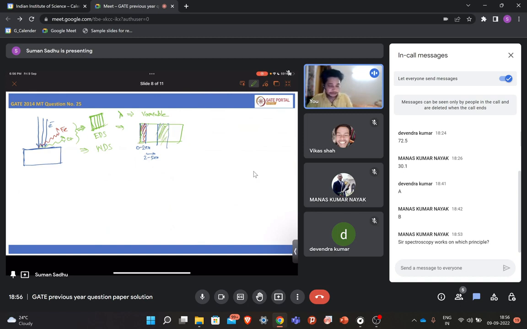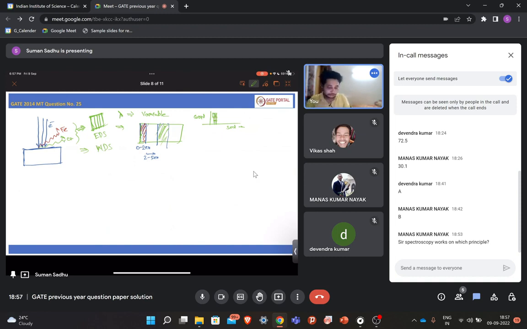It will count per second, this count means intensity. Let's say in the first second you got this much signal, in the next step this much signal, in the next step this much. So this is one detector.